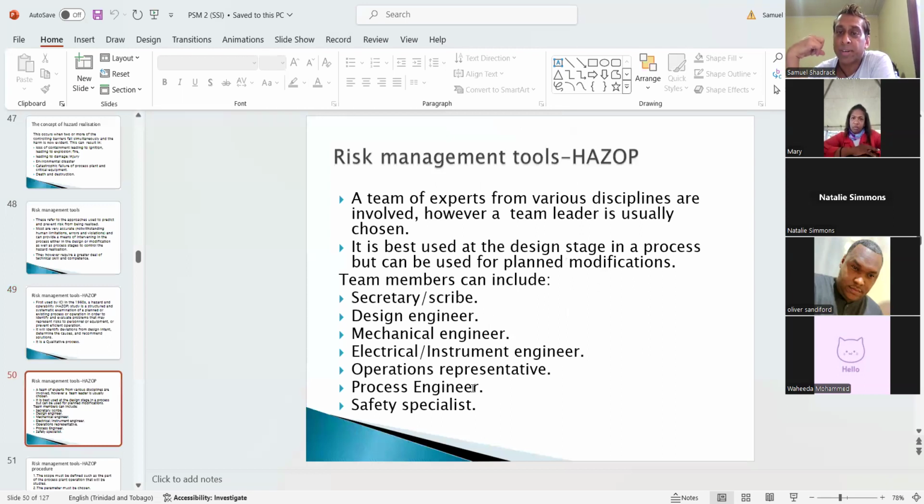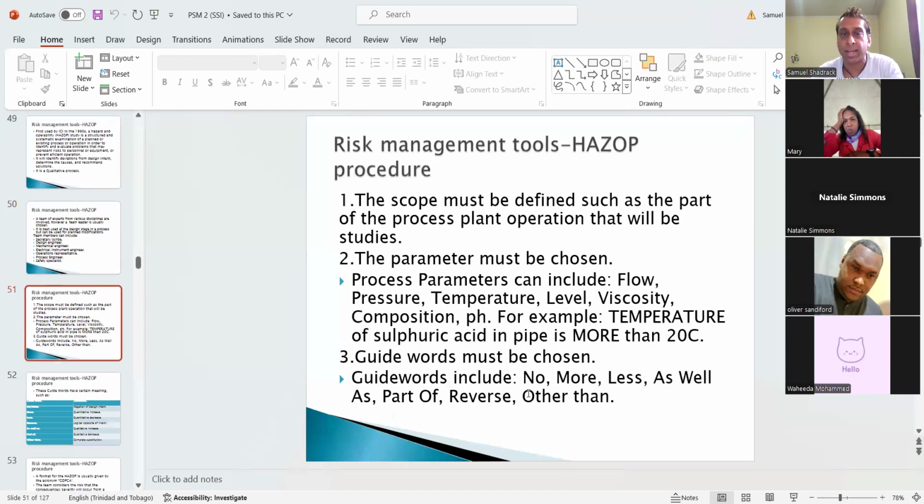A team of experts in various disciplines are involved. However, a team leader is usually chosen. It is best used at the design stage in a process, but can be used for plant modification. Team members can include anybody and everybody, right? Secretary, a scribe, a design engineer, mechanical engineer, electrical instrument engineer, operation representative, process engineer, safety specialist, and it could be anybody else that is a part of that team, right? I'll explain it when I finish reading, right?